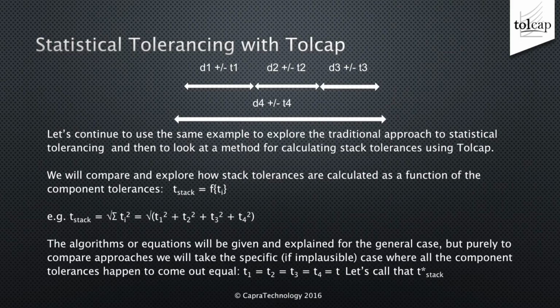The algorithms or equations will be given and explained in the general case, but it's helpful to compare approaches. Purely to do that, we will take the specific if implausible case where all the component tolerances happen to come out equal. So T1 equals T2 equals T3 equals T4, and it equals T. This is done just to make the comparison computations easy, and let's call that stack T star stack.